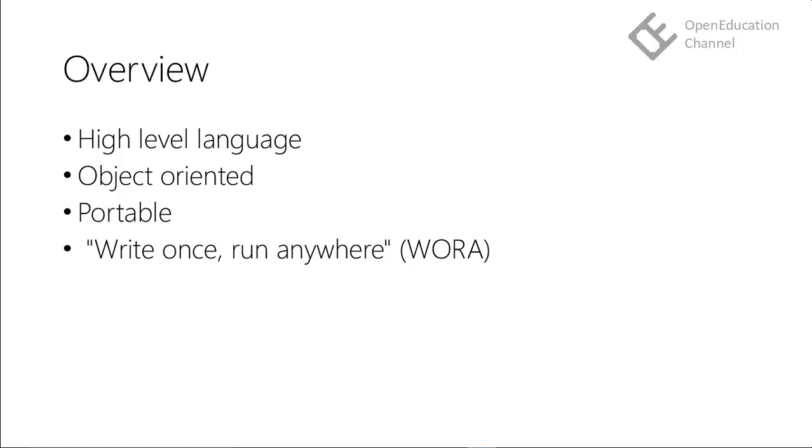Java is a portable language, so it can be run on many different platforms like Windows, Mac, Linux, Unix, where Java is installed. In this way, you can develop a Java program on one platform and can run it on different platforms. Java has a slogan, write once, run anywhere, WORA, which means that compiled Java code can run on all platforms that support Java without the need of recompilation.